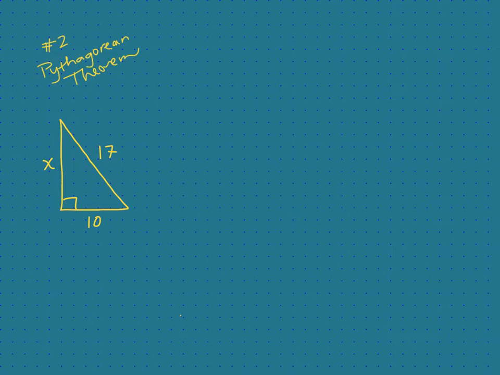The second problem on your test deals with the Pythagorean theorem, and we remember the Pythagorean theorem is a squared plus b squared equals c squared, where a and b are the legs. So a and b would be 10 and x in either order, and c is the hypotenuse. In this case, c is 17. So we're looking for x, which we can call a or b, either one. So filling in, I'll just call x a. Plus 10 squared equals 17 squared.